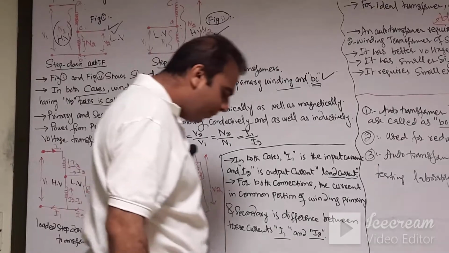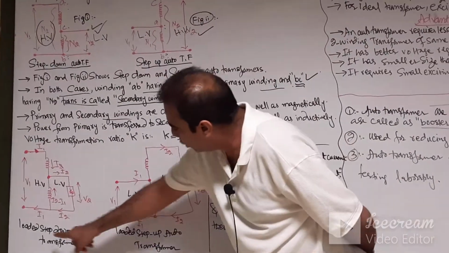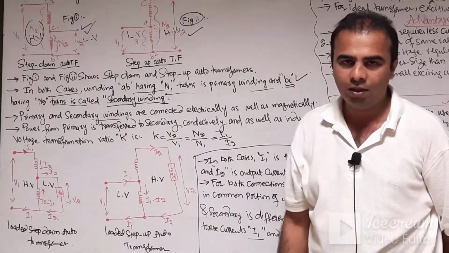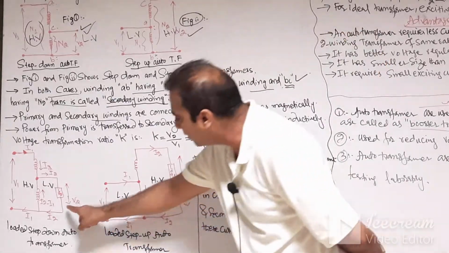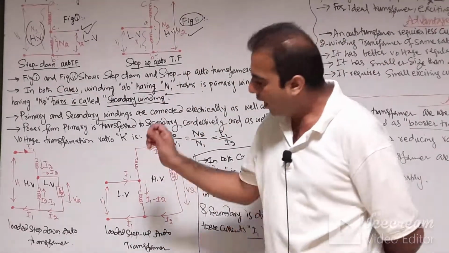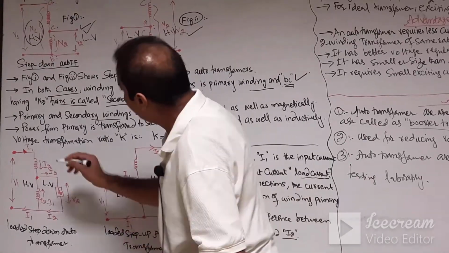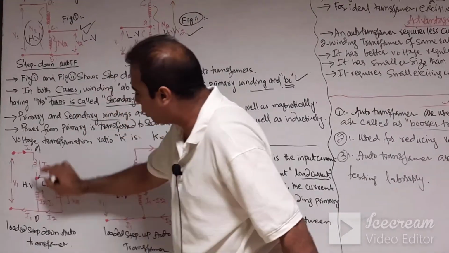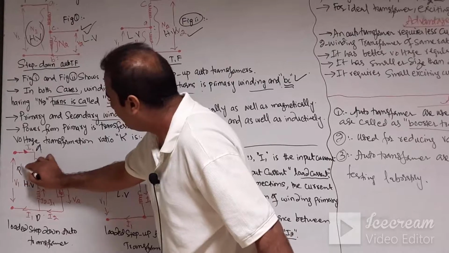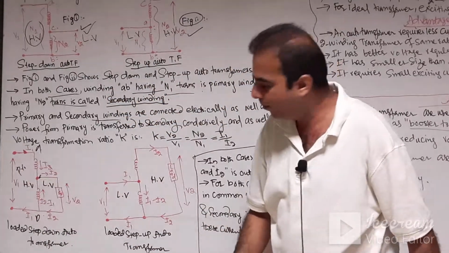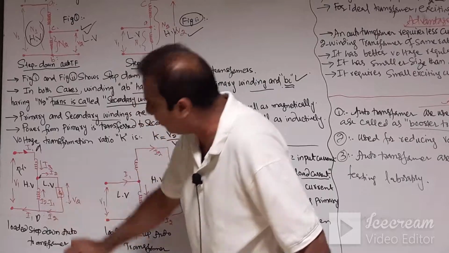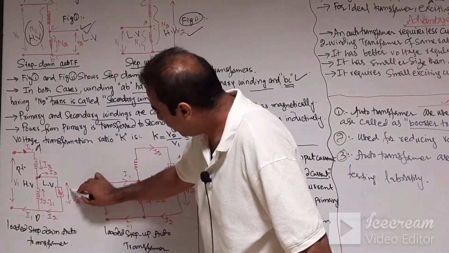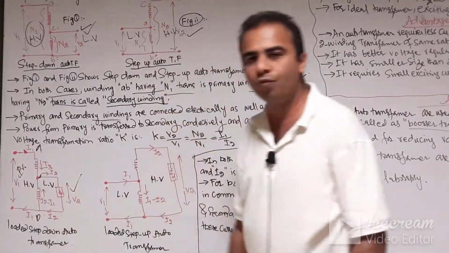This is the loaded step down auto transformer and this is the loaded step up auto transformer. How can we say that it is loaded? Because the load is connected to the secondary winding of the transformer. Again, this one is A, B and C. Here the A and B portion is common, connected with the primary side, and here the primary is the HV side. The B and C portion, having N2 turns, is connected with the LV side. And here V2 is the output voltage and V1 is the input voltage.